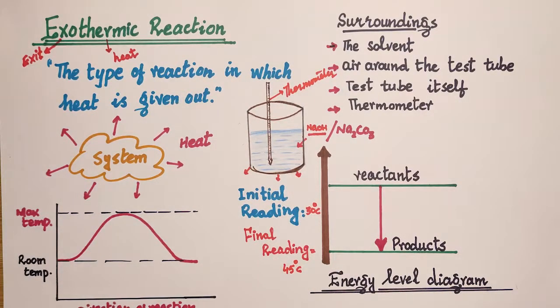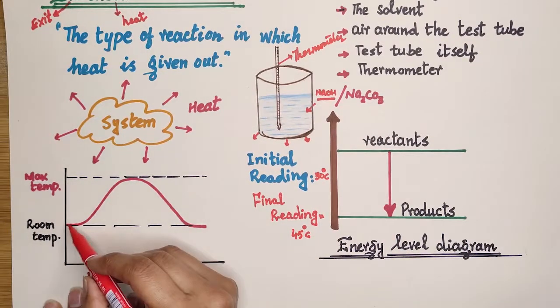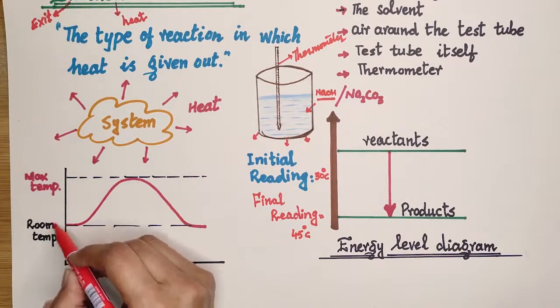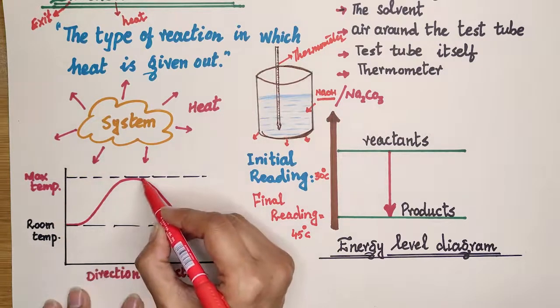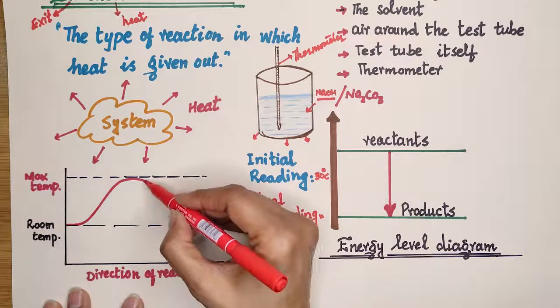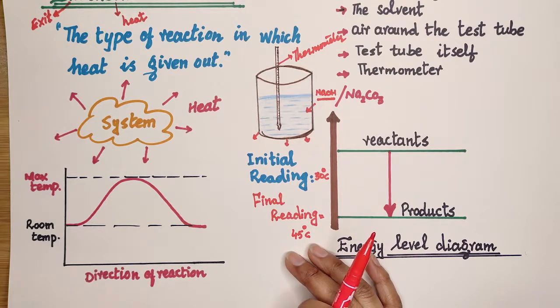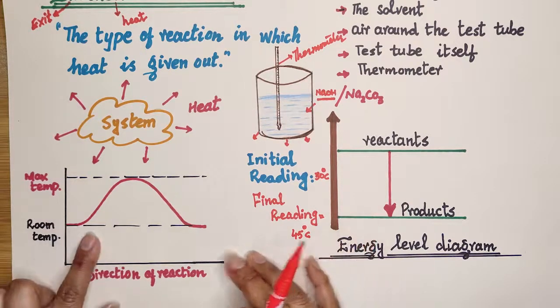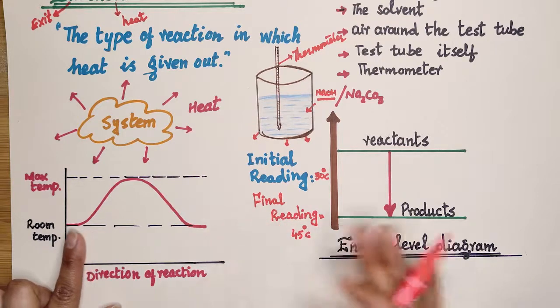Then we can look at this graph where the direction of reaction is given like this. The reaction will start at room temperature, and then it will reach towards the maximum temperature which it will attain. After that, it will come down and cool down. Hence the solution has less energy than the solid and water at the start. So this is the way through which we can describe this as an exothermic reaction.